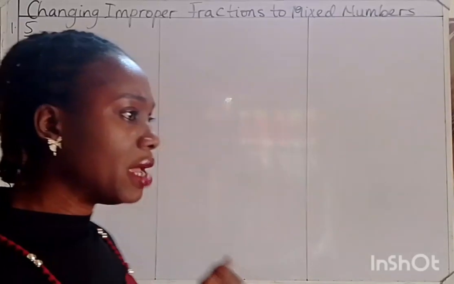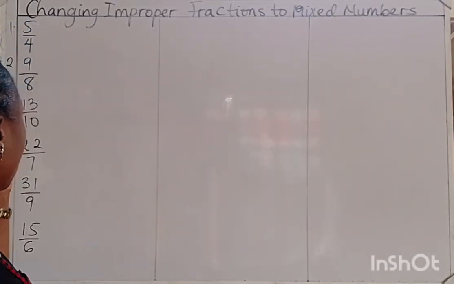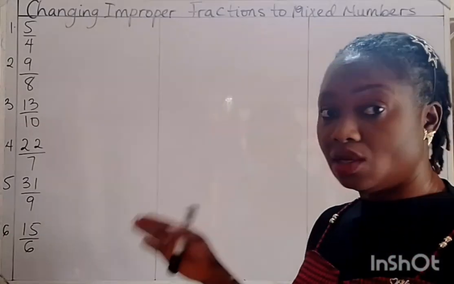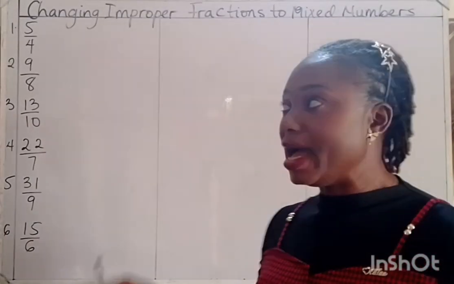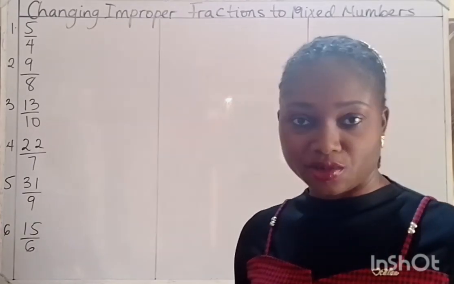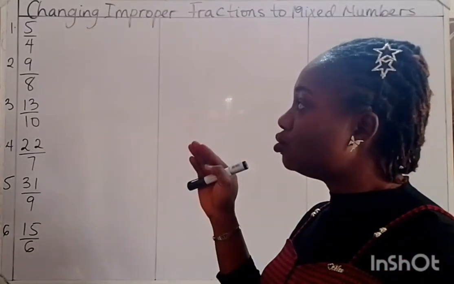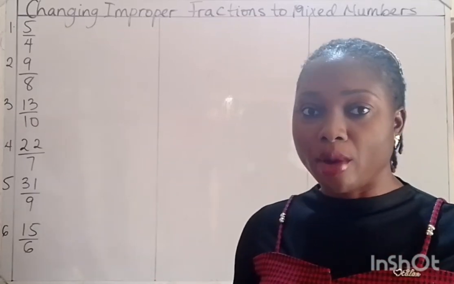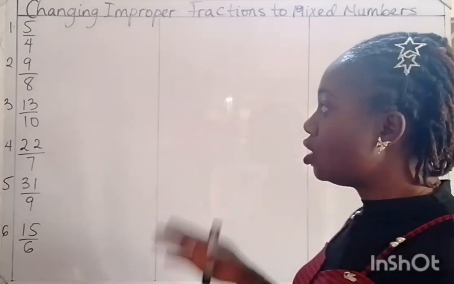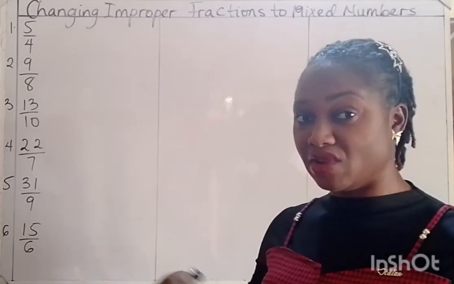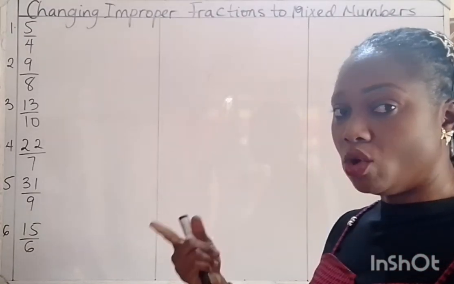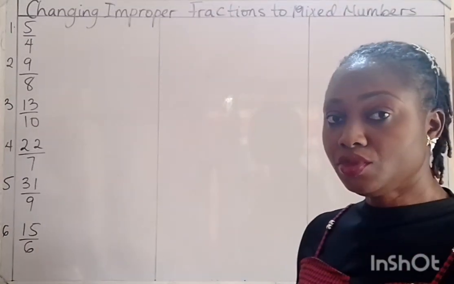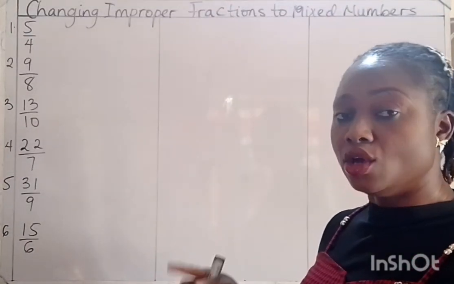And remember, I said in my previous lessons that when you have a fraction where the numerator is greater than the denominator, it is simply called what? An improper fraction, right? While if the numerator is less than the denominator, it is called a what? A proper fraction. So an improper fraction simply means numbers that are greater than what? 1 unit.